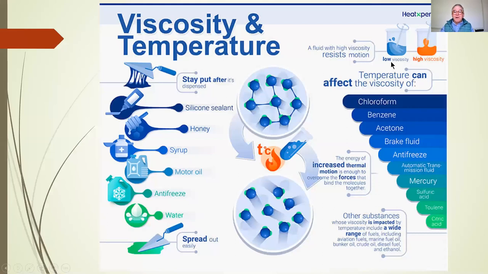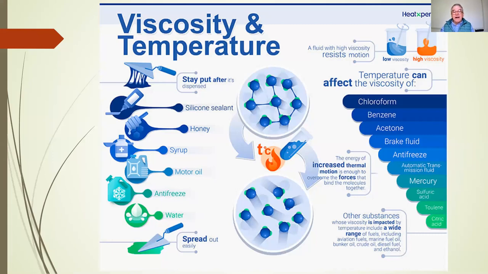Viscosity and temperature. Low viscosity versus high viscosity. A fluid with high viscosity resists motion. Temperature can affect viscosity of many, many types of liquids. The energy of increased thermal motion is enough to overcome the forces that bind the molecules together. So temperature actually, the energy that is conveyed to the liquid in the form of heat energy, overcomes the internal forces that are connecting the molecules together in the liquid. And as such, the molecules in the liquid become more fluid.